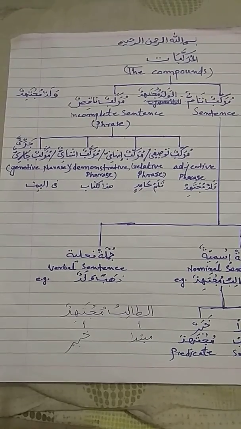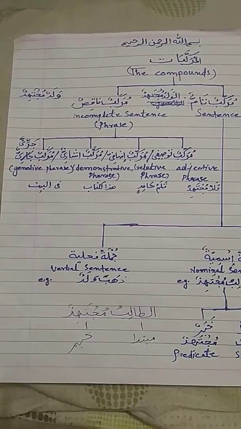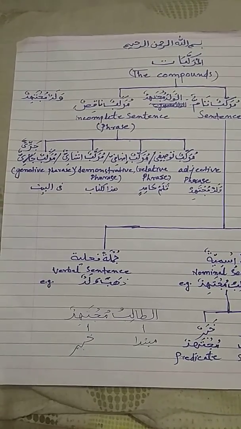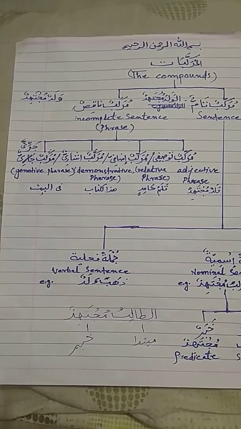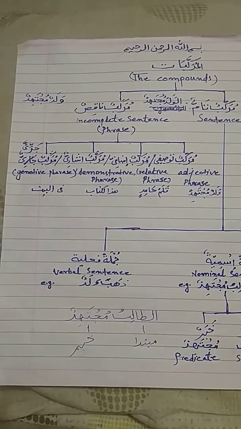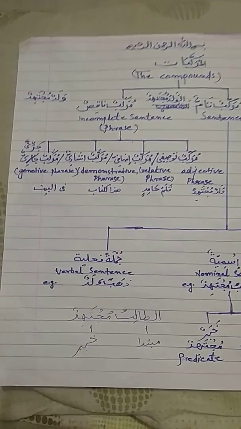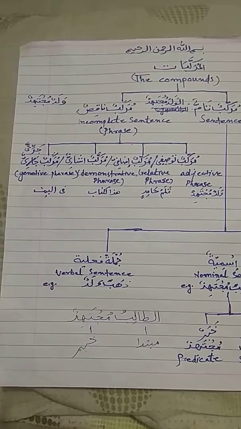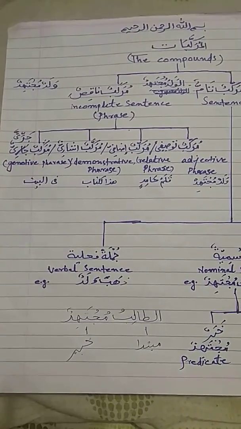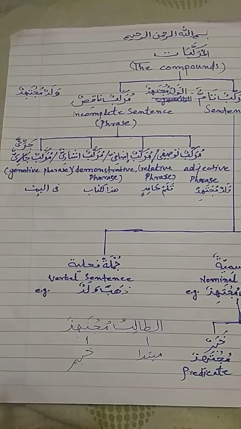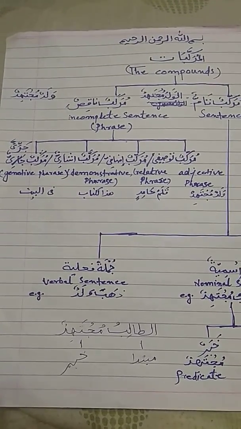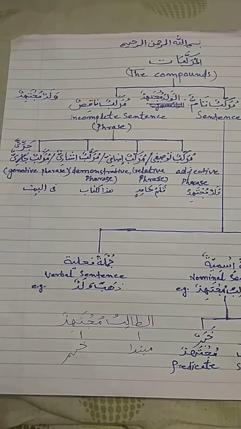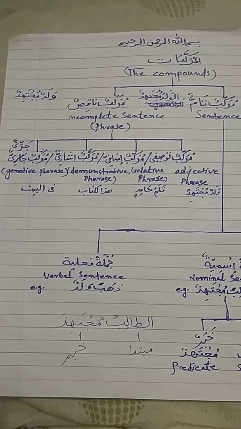Number three, murakkabun ishariyun, demonstrative phrase. For example, hadha al-kitabu, this book. Number four, murakkabun jarriyun, genitive phrase. For example, fil bayti, in the house. So these are the four kinds of murakkabat al-naqisa. Inshallah, we will discuss them later in detail.